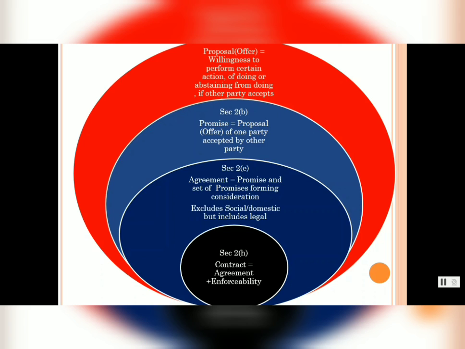So we have a lot of agreements, but all those agreements are not converted into contracts. Only those agreements are converted into contracts which are enforceable by law. So in other words, this diagram says that all contracts are agreements, but all agreements are not contracts. All agreements are promises, but all promises are not agreements. All promises are proposals, but all proposals are not promises.